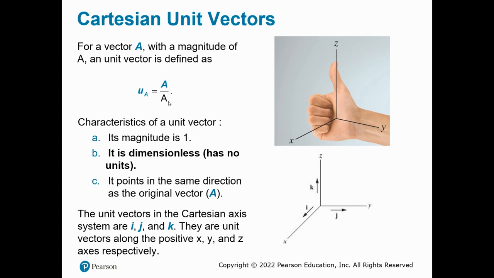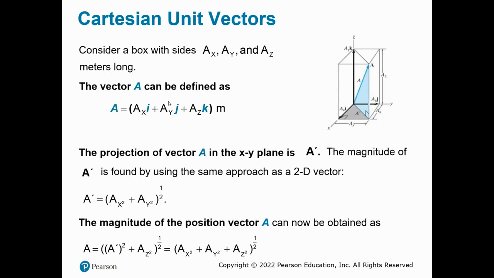Unit vectors in the Cartesian axis system are i, j, and k. They are unit vectors along the positive x, y, and z axis. Next, we want to see this vector in this diagram. We have vector A showing in blue. I can project the vector A along the x-axis, the y-axis, and the z-axis, the i, j, k directions. So I have the x component Ax, the y component Ay, and the z component Az for this vector.